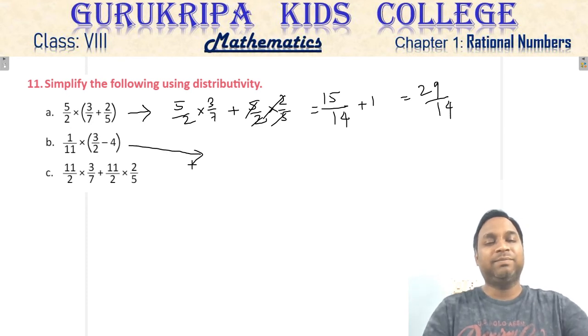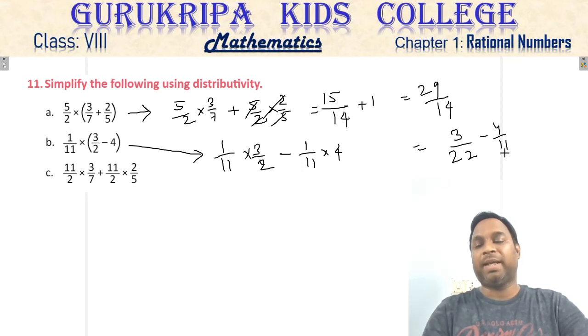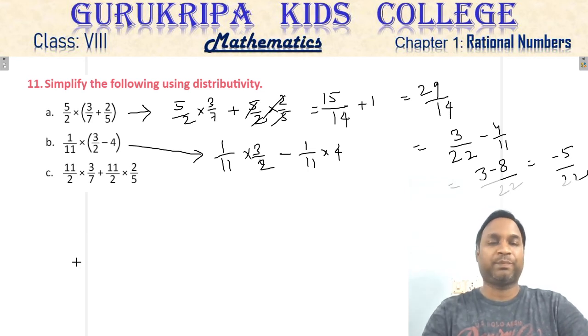What will happen here? 1 by 11 into 3 by 2 minus 1 by 11 into 4. What do you get? 3 by 22 minus 4 by 11. That will be 3 minus 8 divided by 22 is equal to minus 5 by 22.